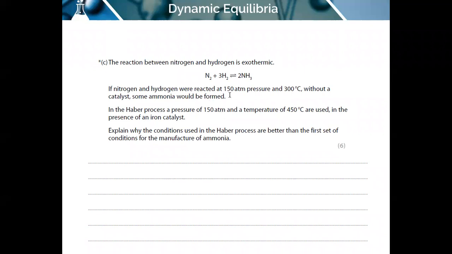Okay, you have to talk about pressure. You have to compare the pressure, the effect of temperature, and the effect of the catalyst. All three things you're going to have to discuss. It's a six mark question, so make sure you're mentioning all points.